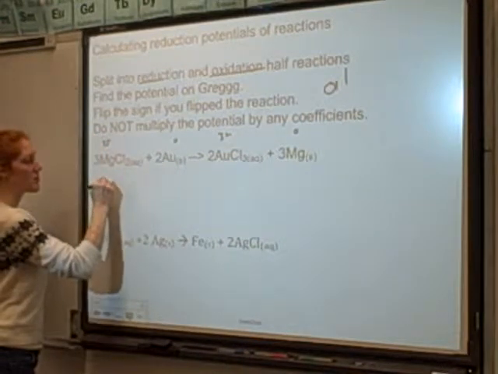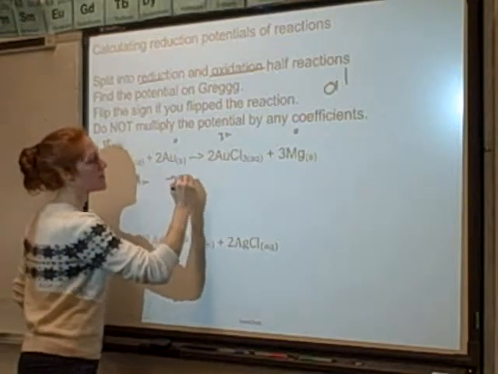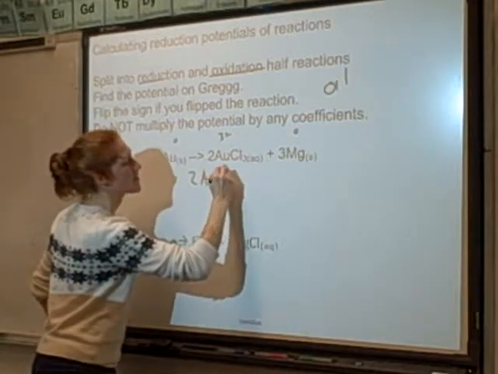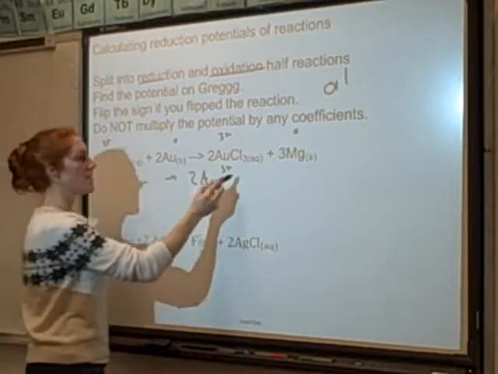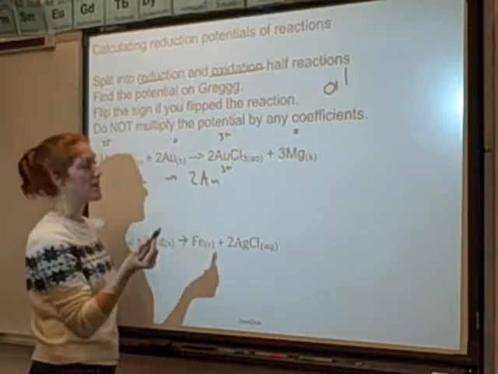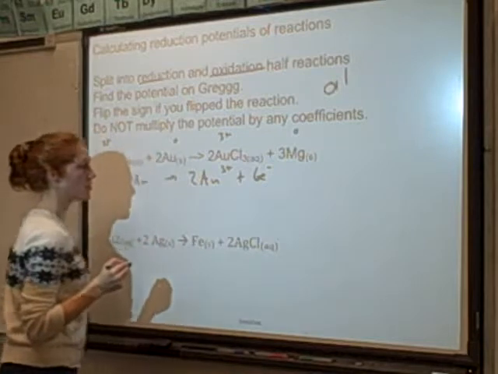So my oxidation is that 2 gold atoms turn into 2 gold ions. Right, so I've got a neutral side over here. This has a 2 times 3, 6+ side. I'm going to have to add 6 electrons to balance that charge.